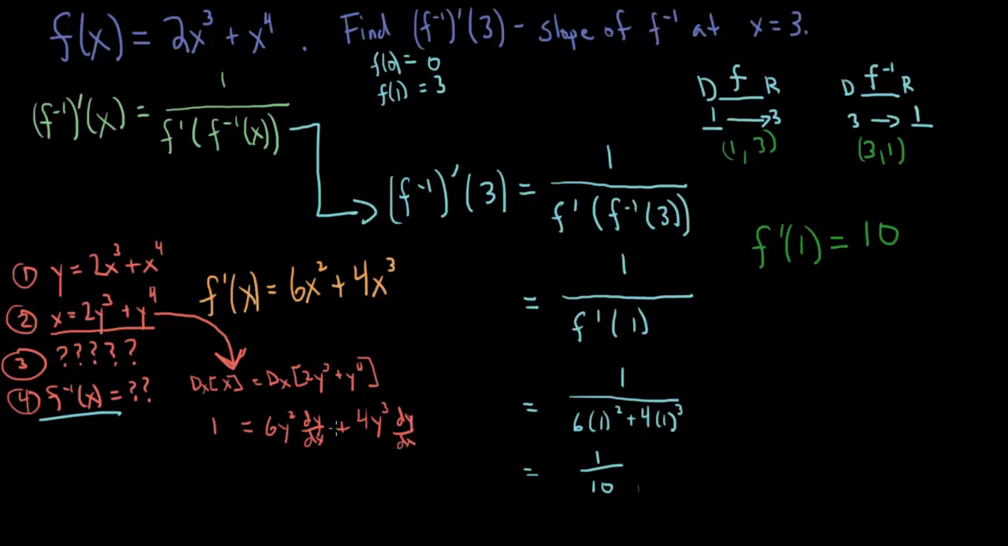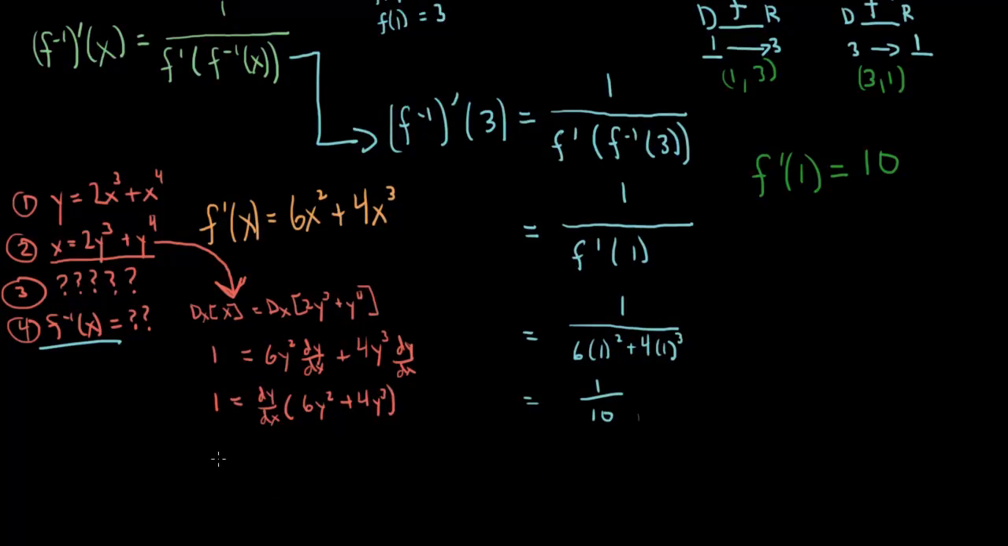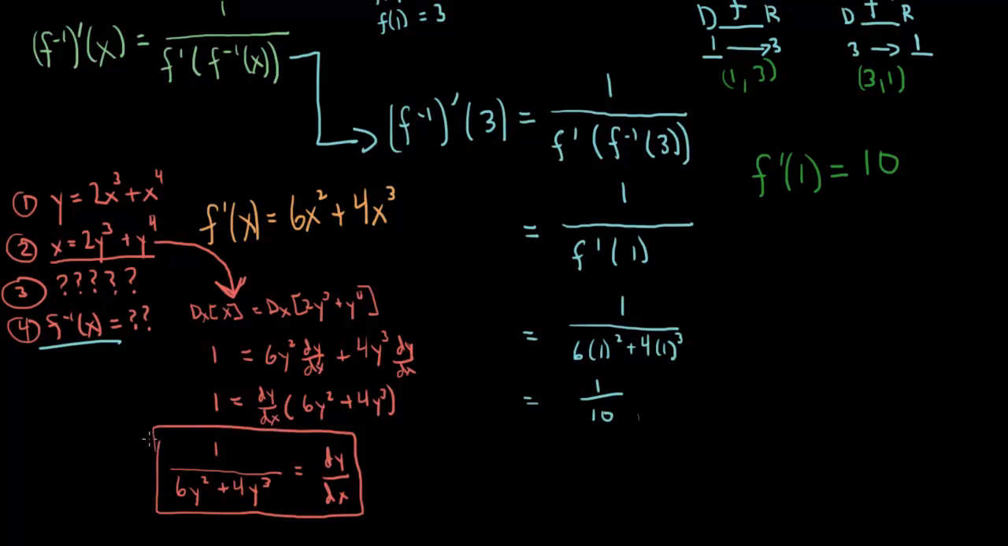So if we want to solve this, we need to isolate the dy/dx and say 1 equals, we would factor out a dy over dx, and we're left with 6y squared plus 4y cubed. To solve that for dy/dx, we just divide both sides by this term, and we would say that 1 divided by 6y squared plus 4y cubed equals dy over dx. Now, there is our derivative of the function we're interested in. There is the derivative of our inverse function.